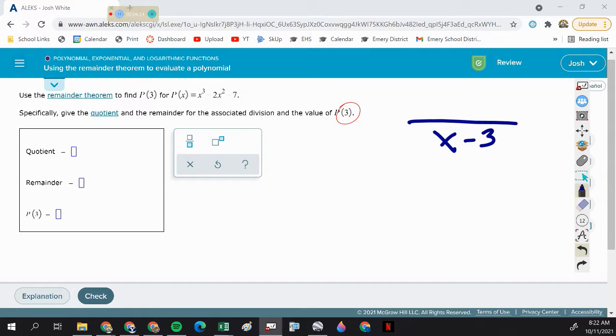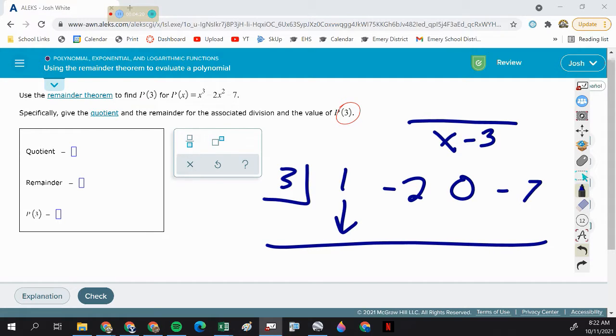So 3 goes in the corner. 1, -2, 0, -7. Drop the 1. 3 times 1 is 3, which gives me 1. 3 times 1 is 3, which is 3. 3 times 3 is 9, which gives me 2.